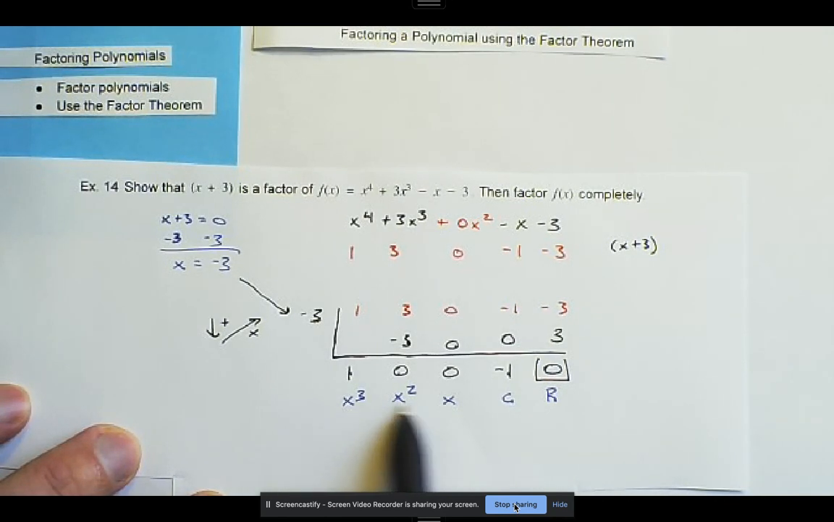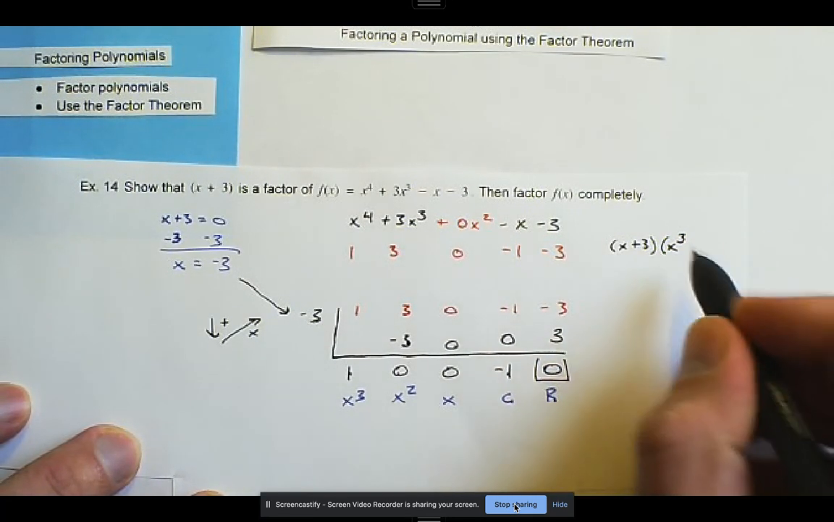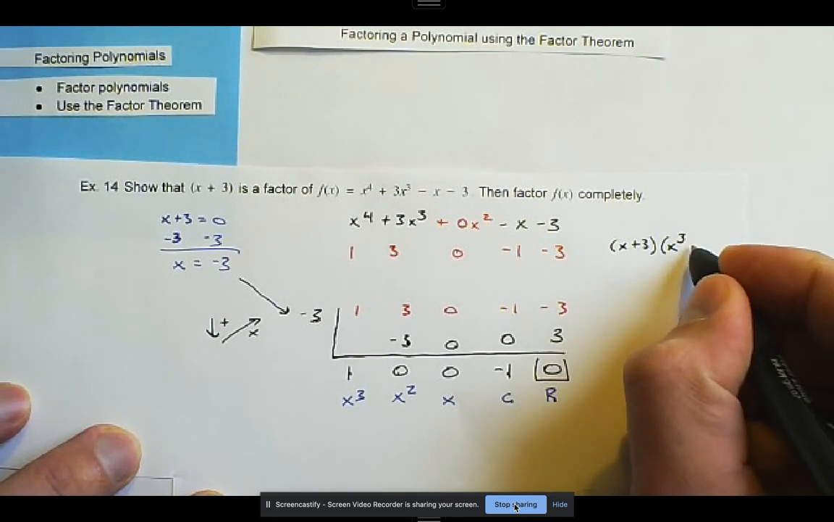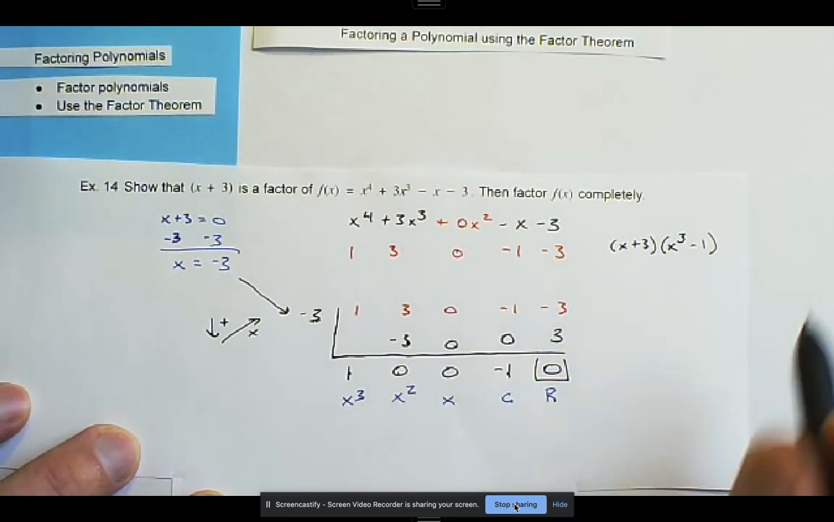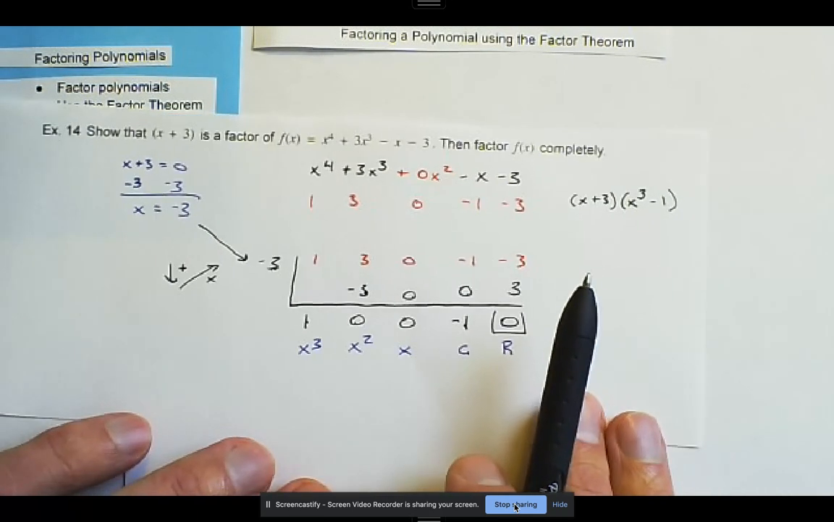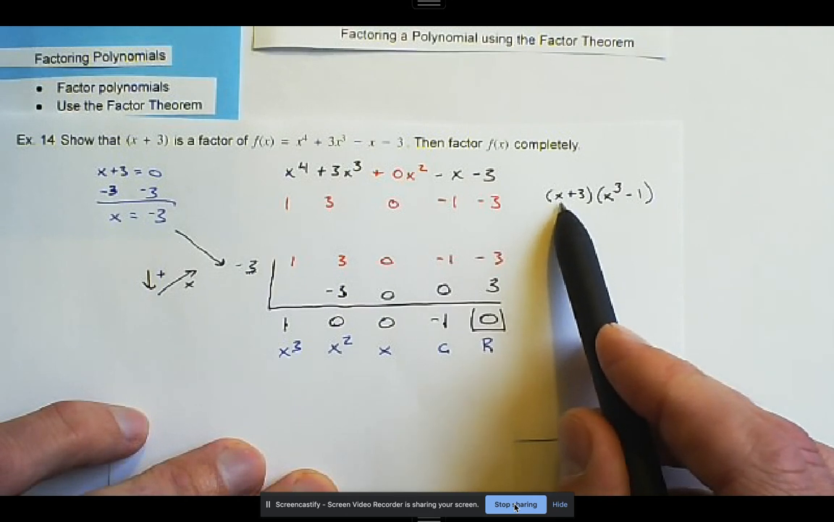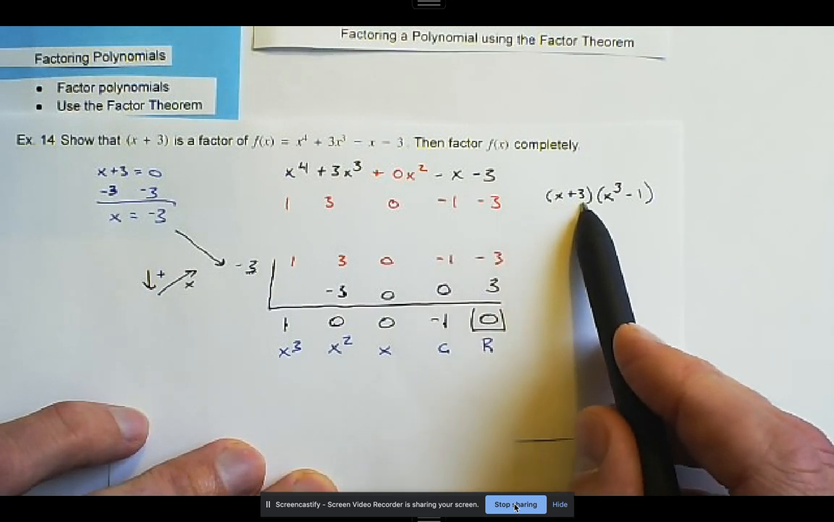And now we know that these are the different terms with our lead coefficients. And we know that the lead coefficient on x cubed is 1, so it's just x cubed. And then we have -1. And so we have two factors here. And we know that this first binomial is all set. We can't factor any further, so we get x plus 3, that's done.